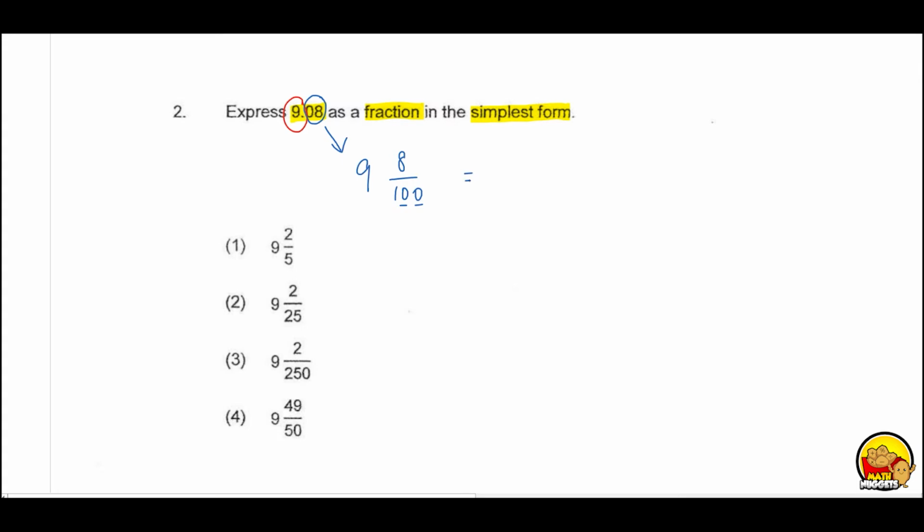And you just need to simplify this. Both 8 and 100 can be divided by 2. So it becomes 9 and 4 out of 50. And you can divide by 2 again. So this is 9 and 2 out of 25. That's the answer, option 2.